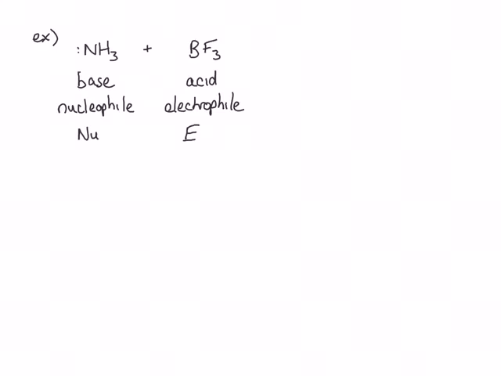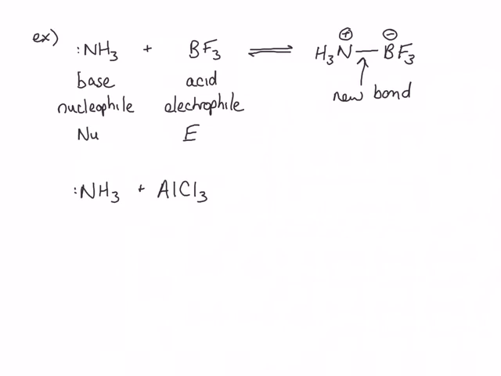And our Lewis base or nucleophile can donate a pair of electrons to our Lewis acid or our electrophile to form a new bond. Remember that our electrophile, boron trifluoride, is electron deficient. It only has 6 electrons around the boron center, and so it can accept that extra pair of electrons from our nucleophile to form this new bond. Another example of a Lewis acid or an electrophile is aluminum trichloride, which you'll notice also has an incomplete octet and therefore can accept a pair of electrons from a nucleophile to form a new bond.